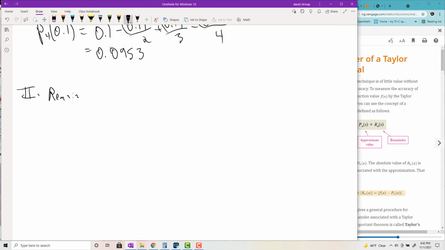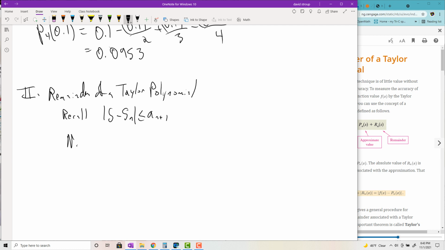Remainder of a Taylor polynomial. And it's kind of similar to the estimation theorem for alternating series. So if you recall, it's not that it's derived in the same way, it's just similar. So if you already know the estimation theorem, sorry for butchering my letters, S minus S sub n is less than or equal to the next term in line in the series. Now it's kind of almost the same thing.